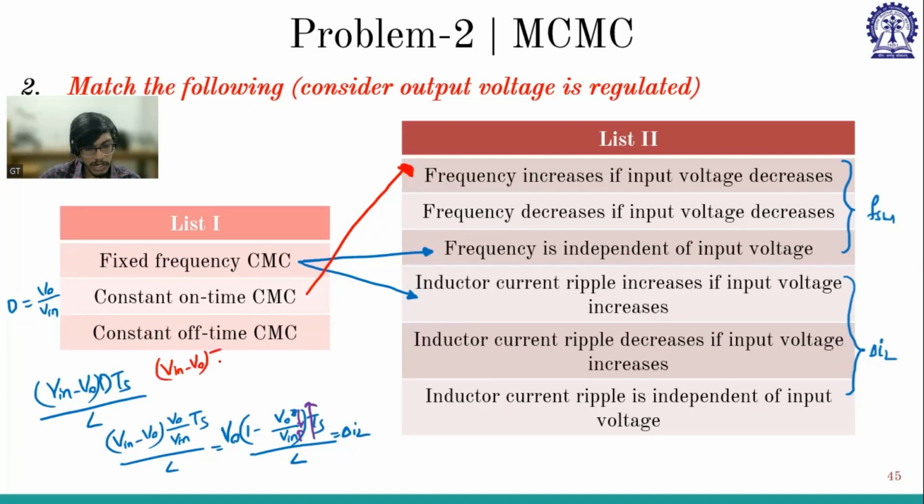V in minus V naught into T on by L, I can write as delta IL, right? So T on is constant, V naught is constant. So this is also increasing with the input voltage. Now we know constant off time is the other way, which means frequency decreases because it is directly proportional. Now what about the ripple in constant off?